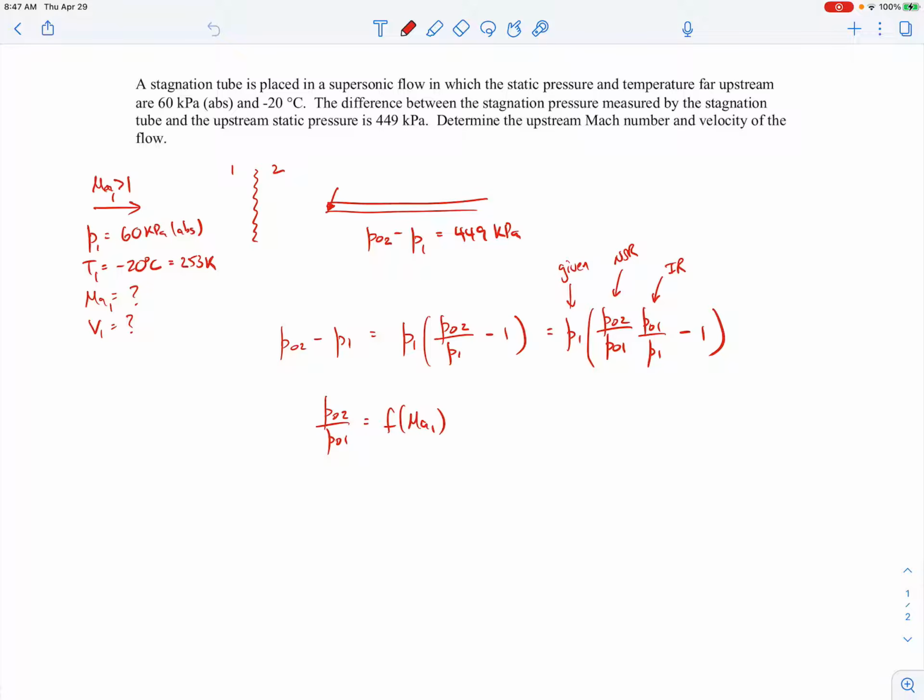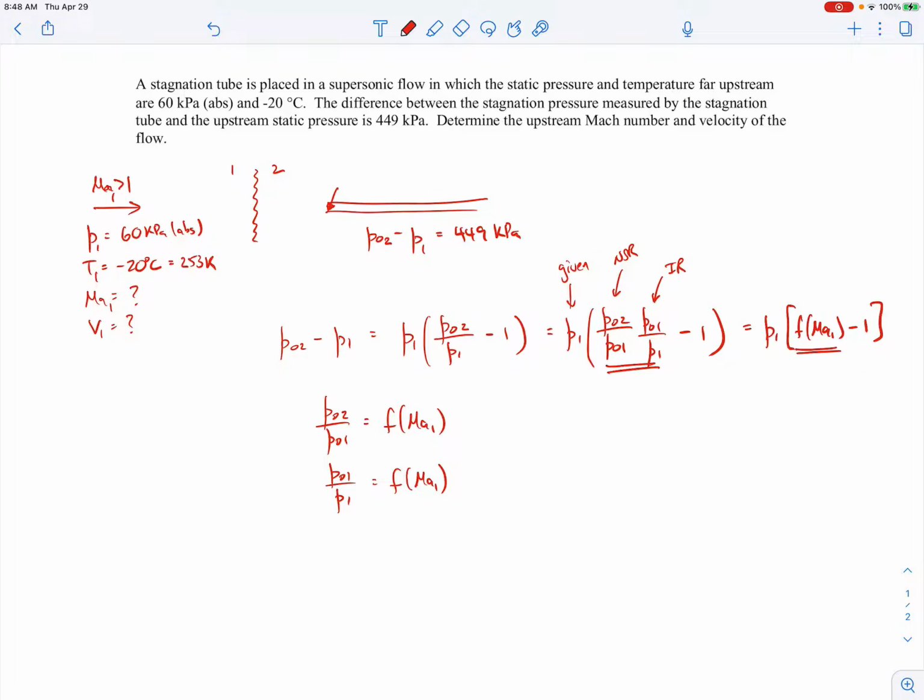Okay, so that's what I mean when I've written this here. It's just those expressions from the formula sheet here. Those expressions were derived in a lecture. So you'll see this whole thing is now a function of the upstream Mach number times P1. Right? Let me write that a little differently. Right? So I've just written this as that.